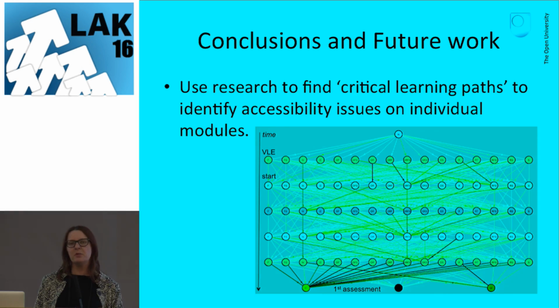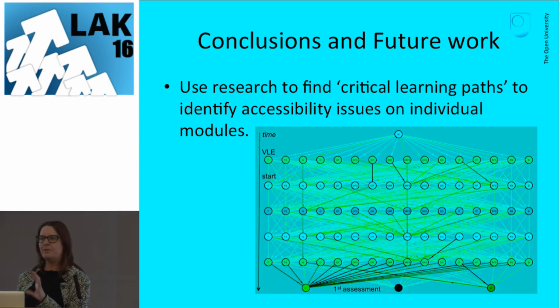This is an approach in which you identify week by week the types of materials that students are generally engaging with and that lead them to either a successful or unsuccessful outcome. So in this view, thicker lines are the pathways that more students took, and you can see pathways that lead to a lot of students passing, and then the ones that lead to students failing.